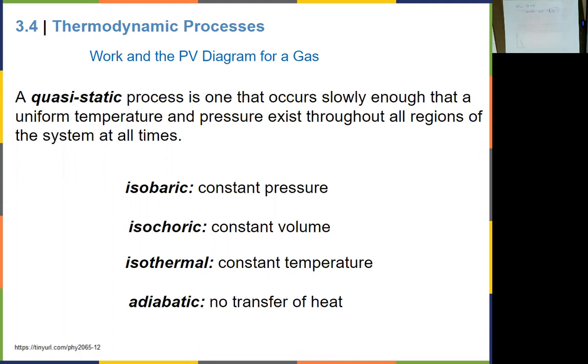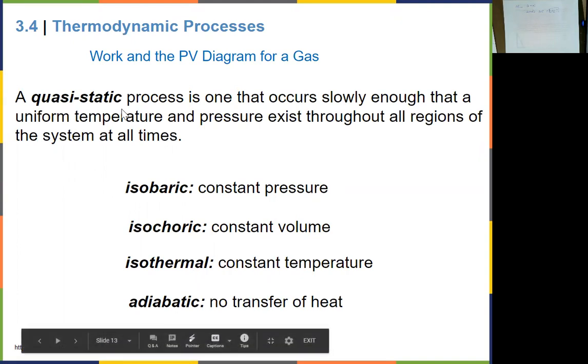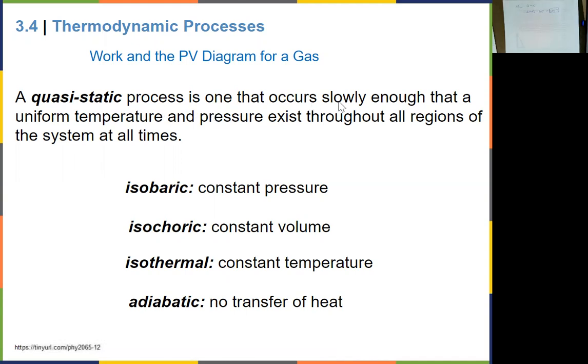We'll be looking at these processes one by one. But to make things simple, we usually consider the process as a quasi-static process. That means it happens very slowly, so that uniform temperature and pressure exist throughout all regions of the system at all times. That's the assumption we are going to make here.